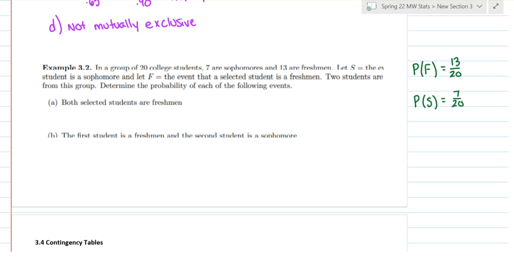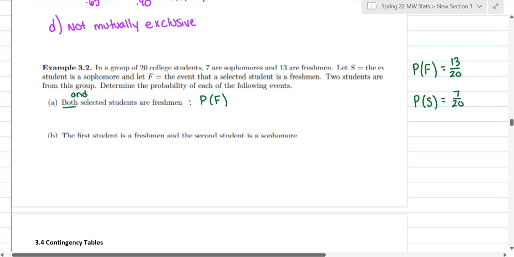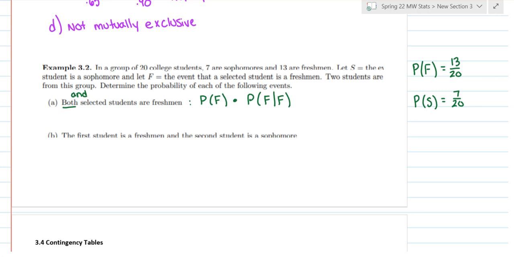Okay, so let's think about this. Both selected students are freshmen. So that would be this. You have the probability that you select a freshman times, because both is an and probability, the probability that you select a freshman given you already selected a freshman. Okay, which means this. Probability I select a freshman the first time is 13 out of 20.